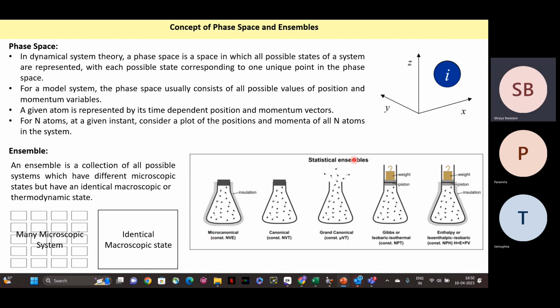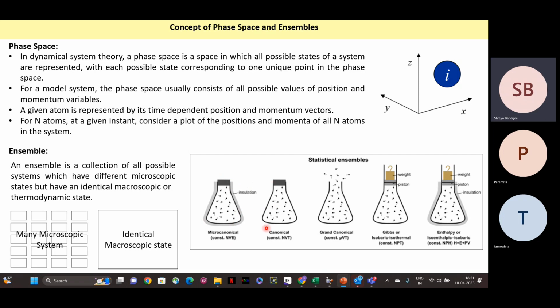There are different kinds of ensembles that we will come across, like the microcanonical ensemble, which has a constant number of atoms, volume, and energy. So in the microcanonical ensemble, it is sealed. So the number of atoms cannot escape and it is constant. Because it is sealed, the volume is also constant and there is an insulation at the sides of the container. So the energy is also constant because the energy cannot escape. In the canonical ensemble, it is similar to the microcanonical, but the insulation is not present.